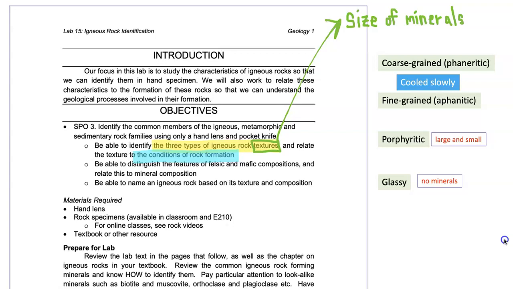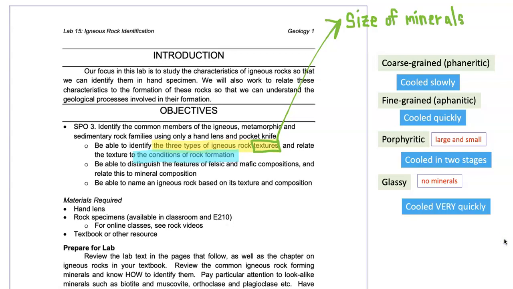So if we have a rock that we can see has large crystals, we know it cooled slowly. On the other hand, if we have a rock where we can barely see the crystals because they're so tiny, we know it actually cooled very quickly and there was no time for those crystals to get large. Porphyritic rocks indicate two stages of cooling, a slow stage where some crystals were allowed to grow large, followed by a quick cooling stage where the rest of the ground mass cooled quickly. And then glassy indicates very quick cooling conditions.